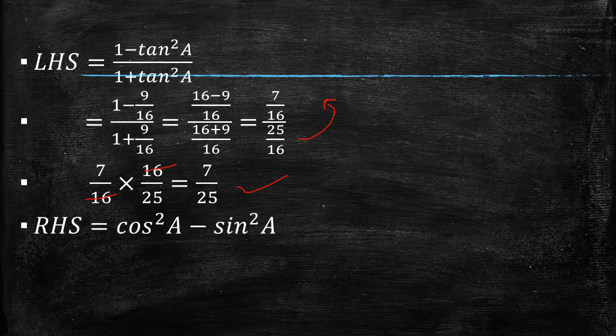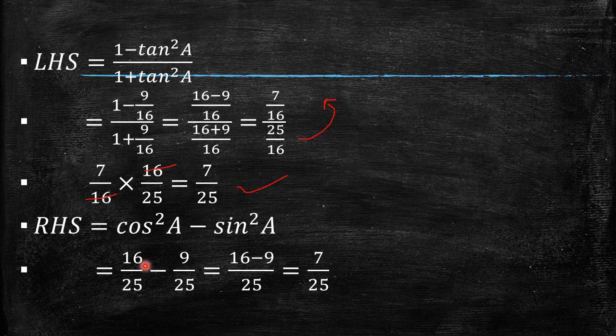Now right hand side, cos square A minus sin square A. Cos square A is 16 upon 25 minus sin square A, 9 upon 25. So again solving this, you get 16 minus 9 upon 25, which is also 7 upon 25. So both sides are equal. So you can write LHS is equal to RHS. Left hand side is equal to right hand side. So this is our question number 8.